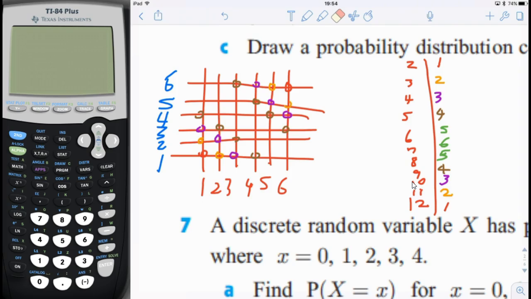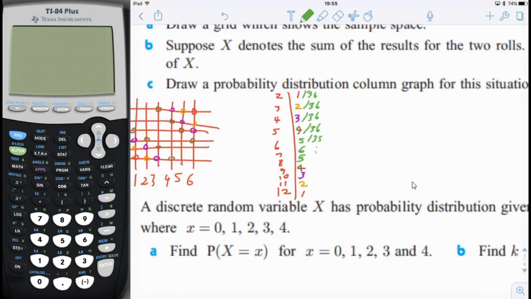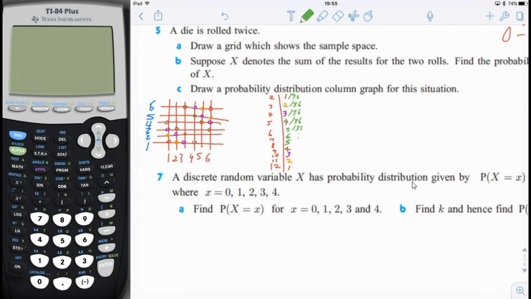If I wanted to write the probabilities for each one, I'm going to write a 36 denominator for each number here. 1 divided by 36. 2 divided by 36. 3 divided by 36. 4 divided by 36. 5 divided by 36, etc. Right? Okay. And then finally it says to draw a probability distribution column graph to represent this data.